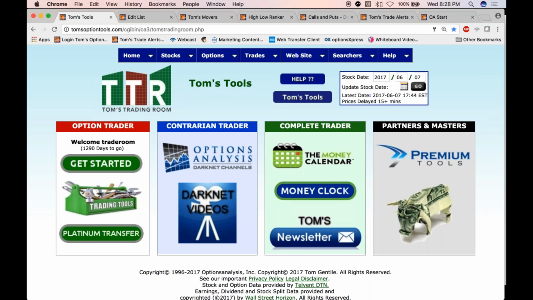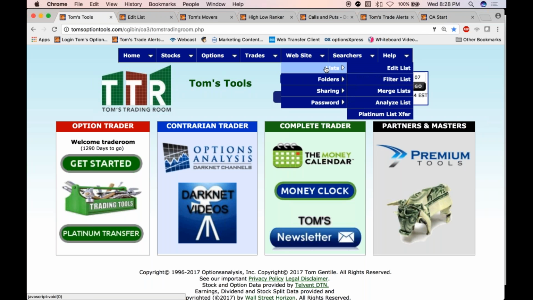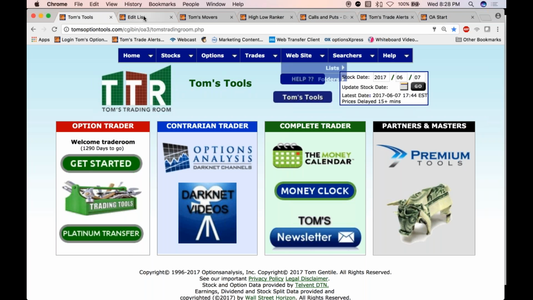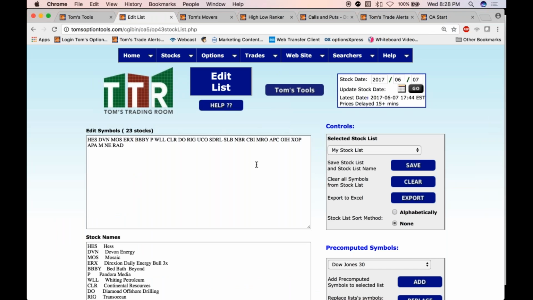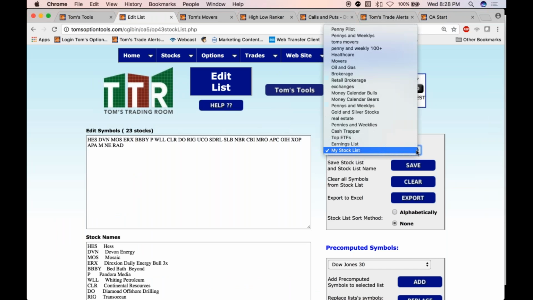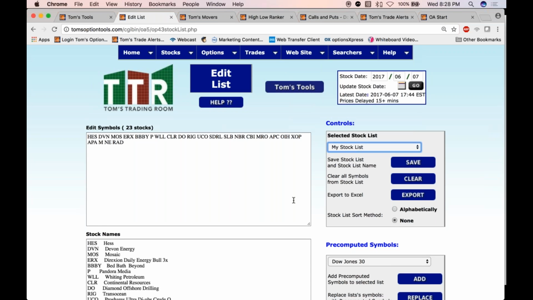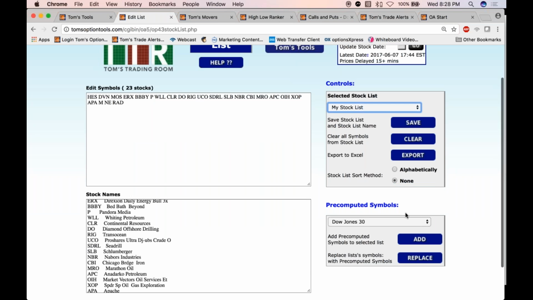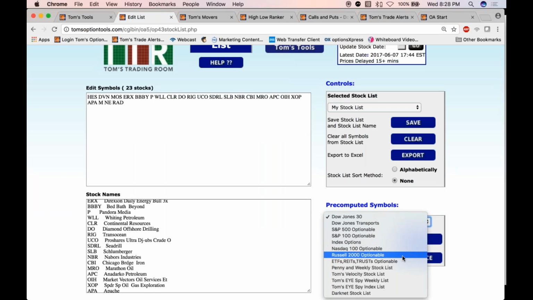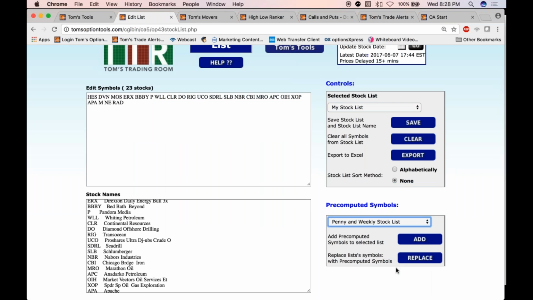In the Option Trader area, we can go into an area called Website Lists, and we can go in and edit lists. If I pop into the edit list area, this is where we keep all of our lists. Any of you that remember my stock list, I've got all kinds of stuff in here. But if I want to create a penny pilot list, I scroll down to the bottom, where we have pre-computed lists already for you. One of them is the penny and weekly stock list, and I can throw that into my stock list if I want to.